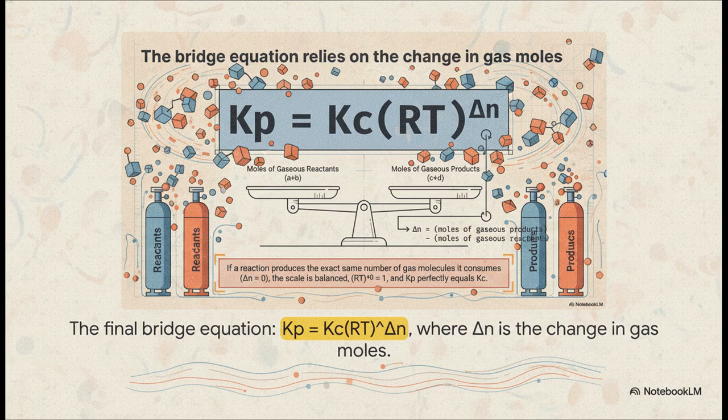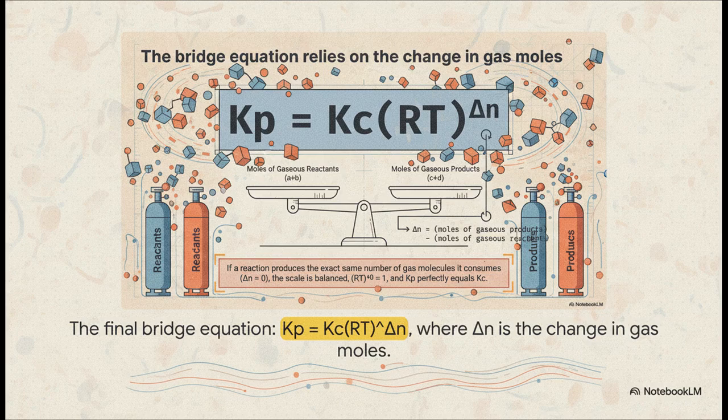And that move right there gives us our amazing bridge equation. Kp equals Kc times the quantity RT, all raised to the power of delta n. Now, that little symbol, delta n, is the secret sauce. It's just the change in the number of moles of gas as the reaction happens. All you do is take the moles of gas products and subtract the moles of gas reactants. You can see it on the scale here.